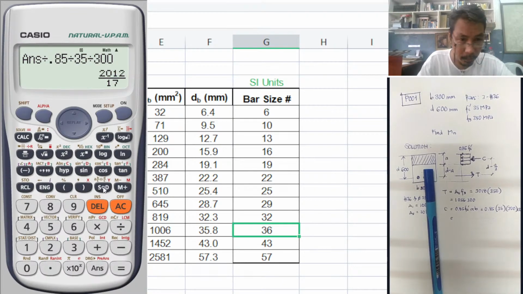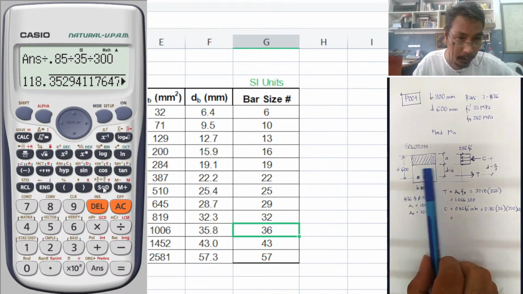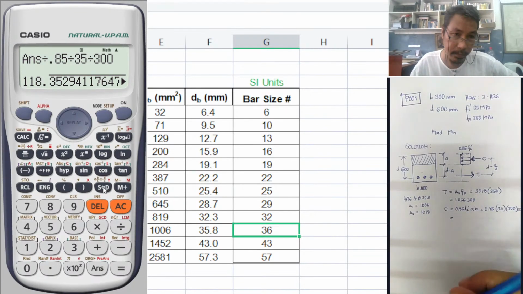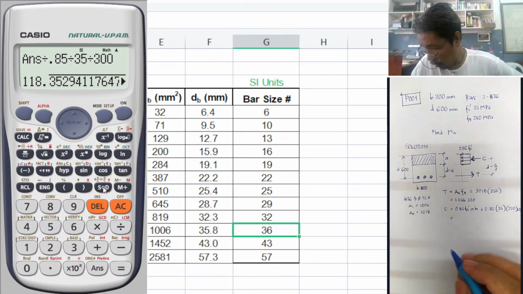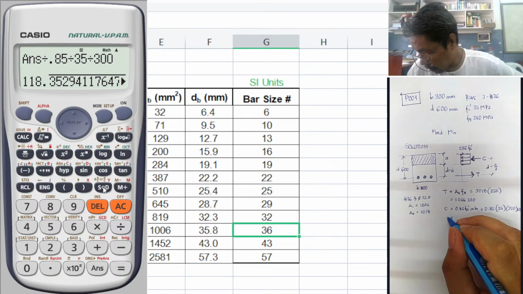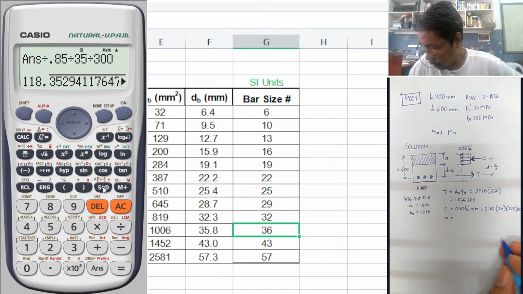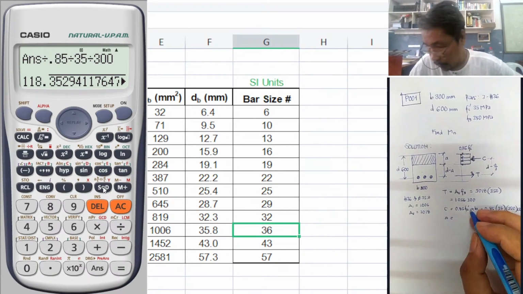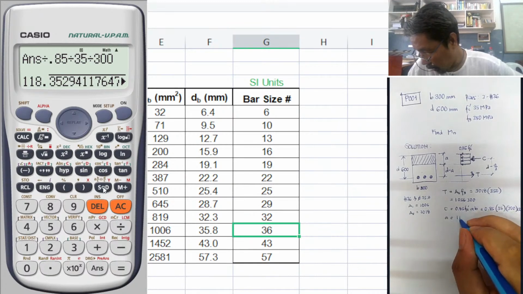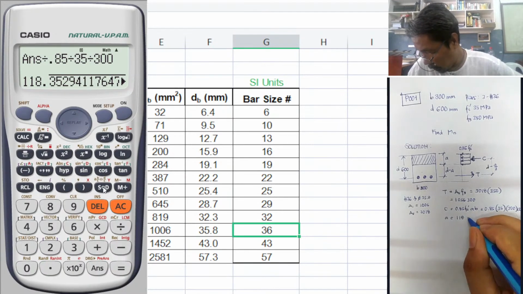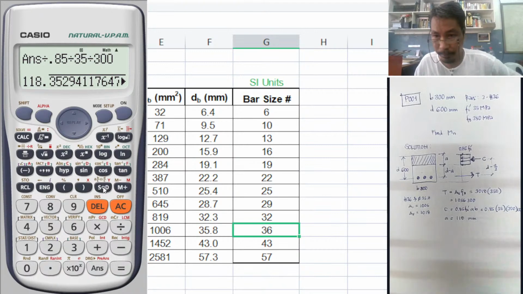Therefore, if we compute that, the value of A is 118.4. Using three significant figures, our answer would be 118 mm.